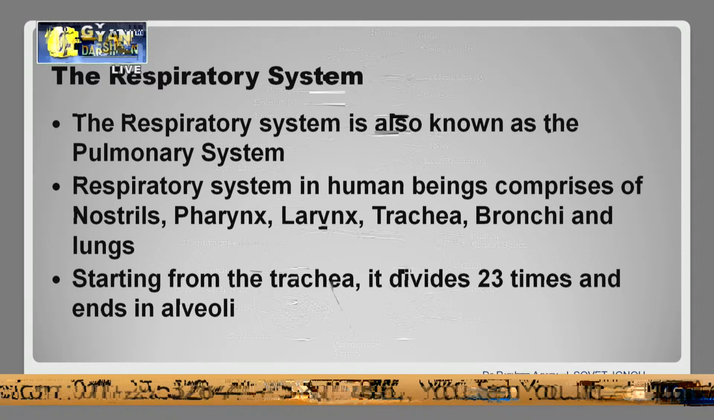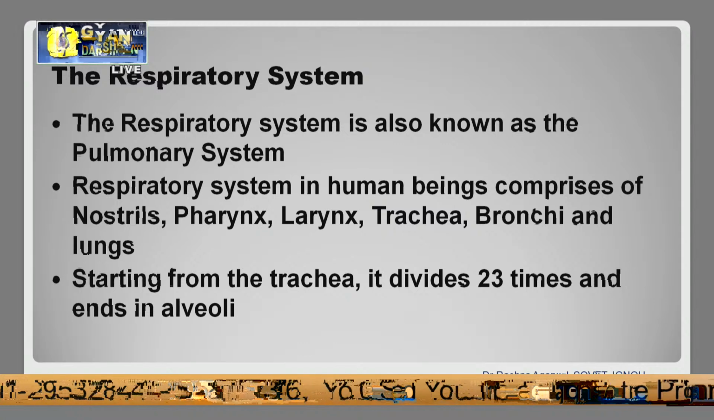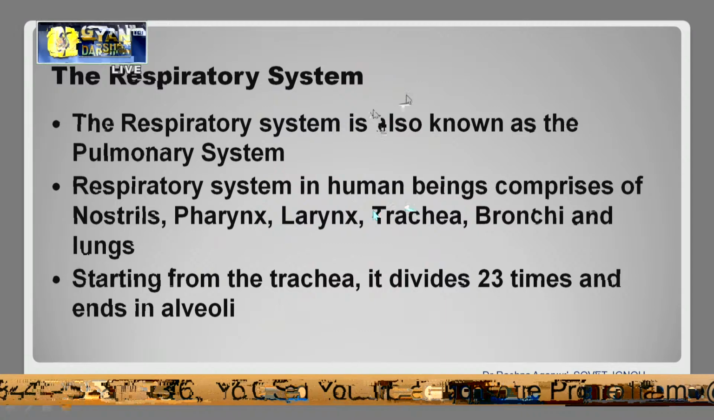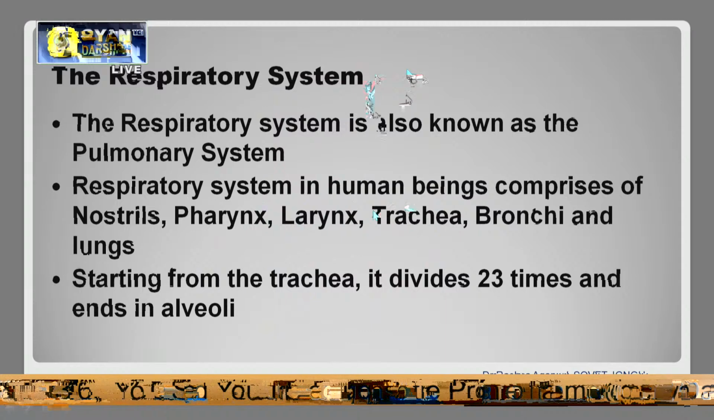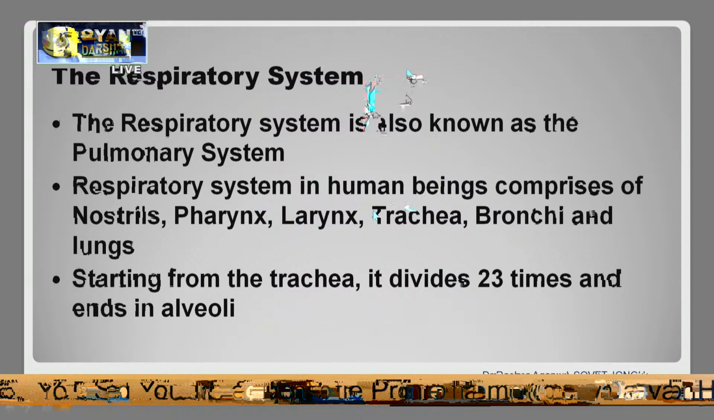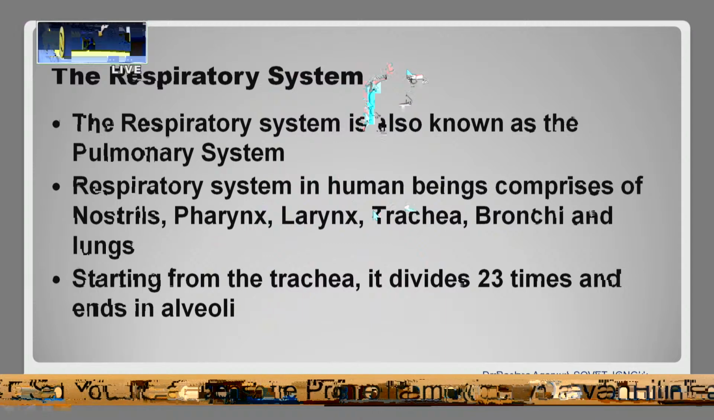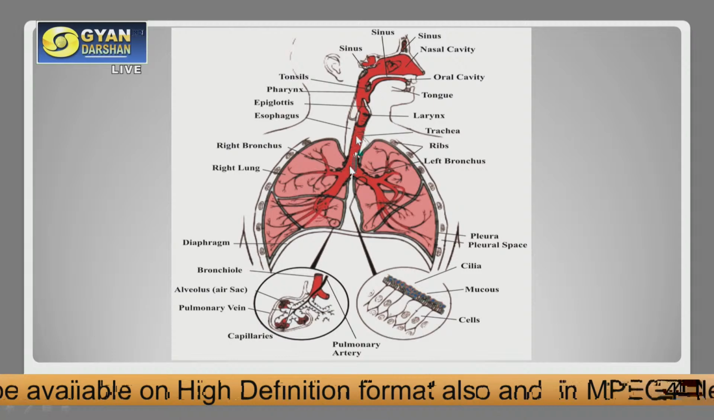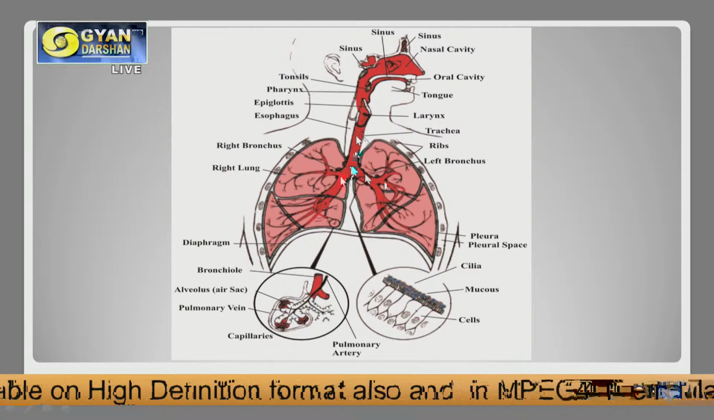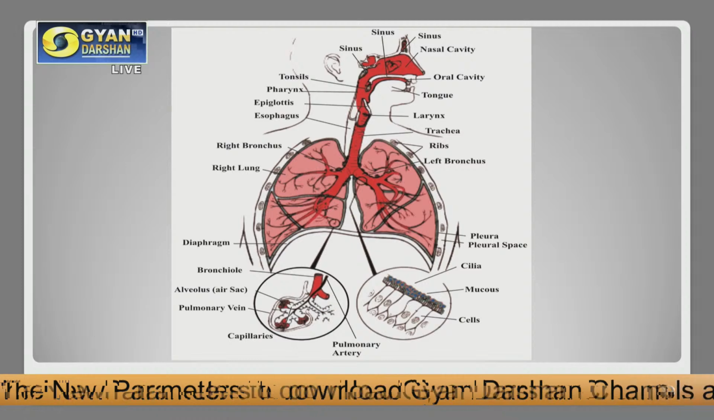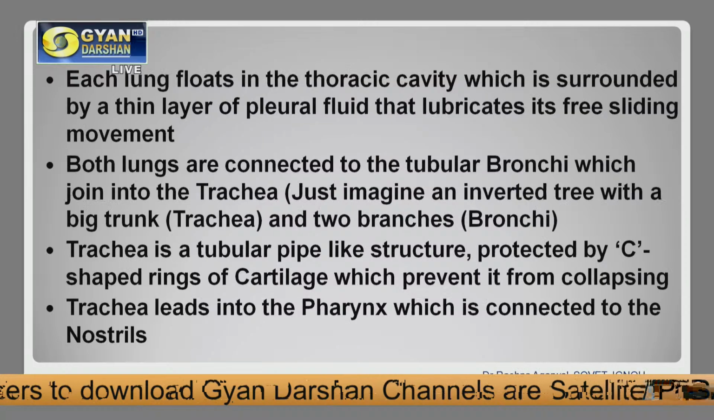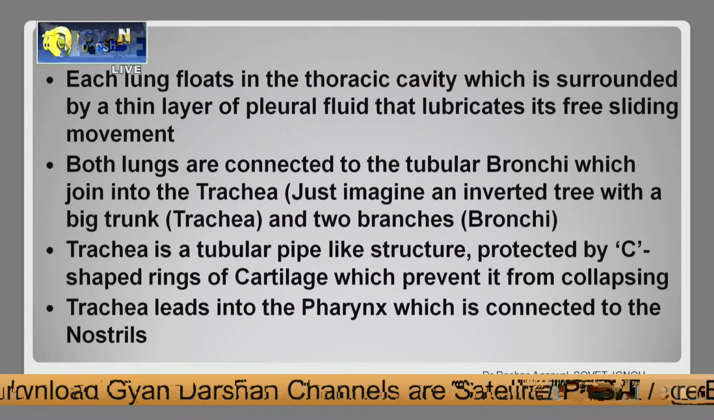Starting from the trachea, you can see in this diagram, as I have explained: the nostril, sinuses, then the pharynx where all the sinuses are located, then the larynx which is the voice box, then we have the trachea, this tube-like structure, and it divides into two bronchi which enter into each of the lungs. If we go to the microscopic structure, each lung is composed of tiny units.